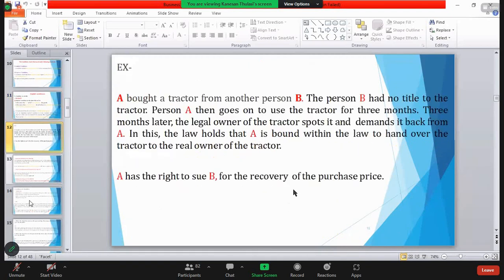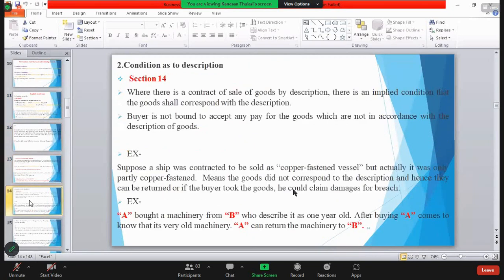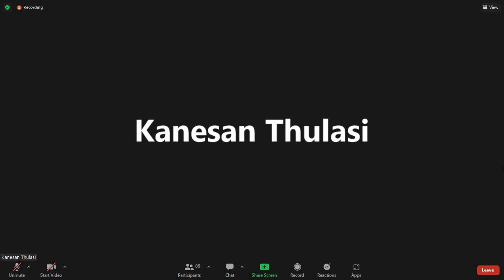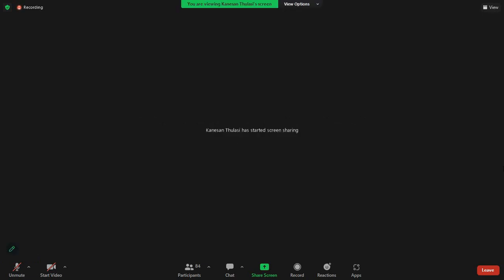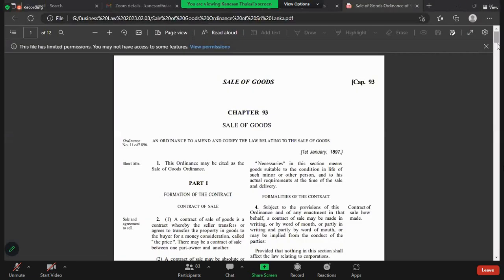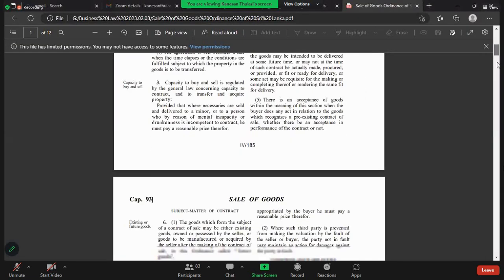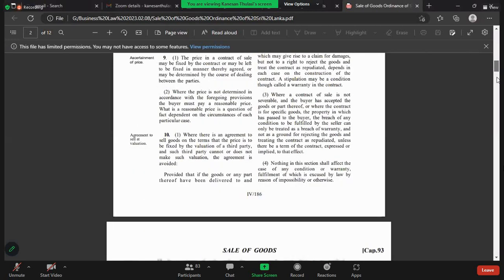Okay, then we start from the concept today, condition as to description. Condition as to description is the second implied condition, and it is one of the important implied conditions. So let's see section 14. I will show the Sale of Goods Ordinance. Hope everyone can see the Sale of Goods Ordinance on the screen. Okay, go to section 14.